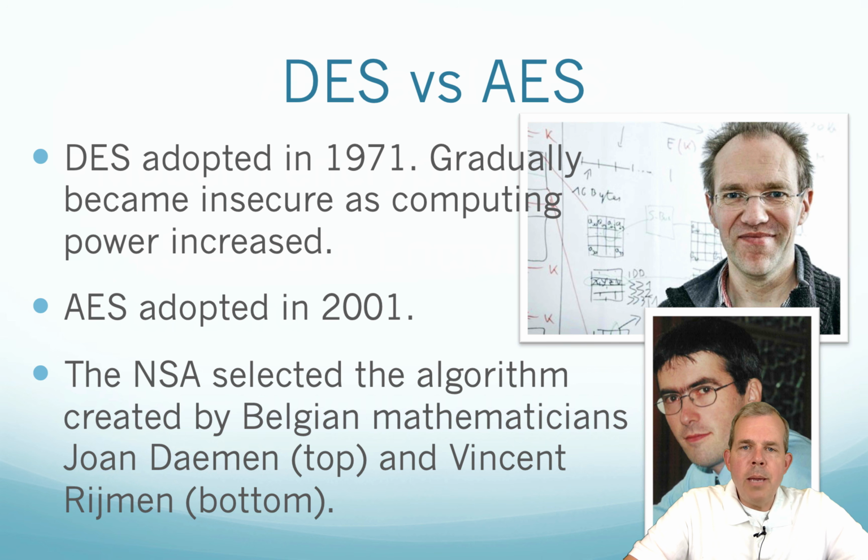In 1971, IBM was the inventor of this algorithm called DES. It gradually became insecure and crackable as computer hardware grew more and more powerful. And so in the late 1990s, the government, the NSA in particular, decided that they needed an improved algorithm. So they opened a worldwide search and took ideas from 15 different groups. The winning group was a pair of scientists or mathematicians from Belgium. At 30 years old, they created something that has been a standard for now over 20 years.